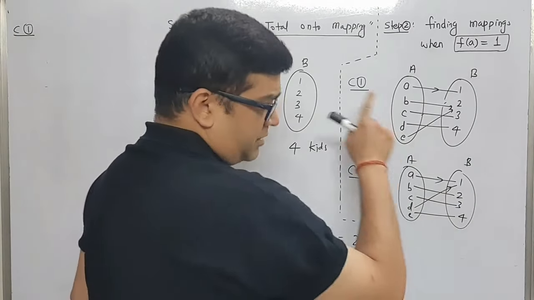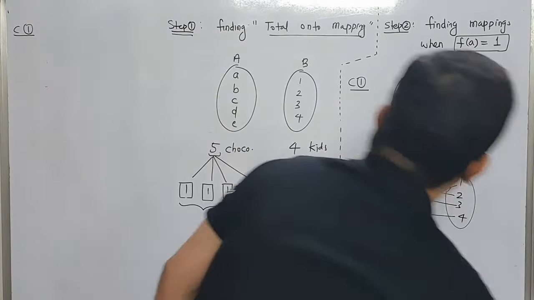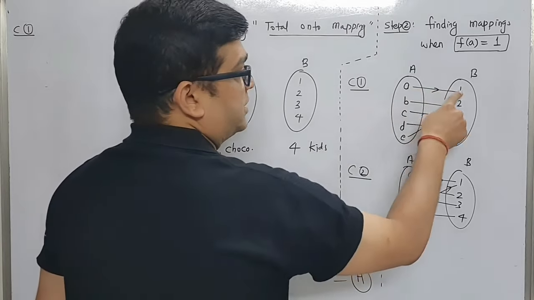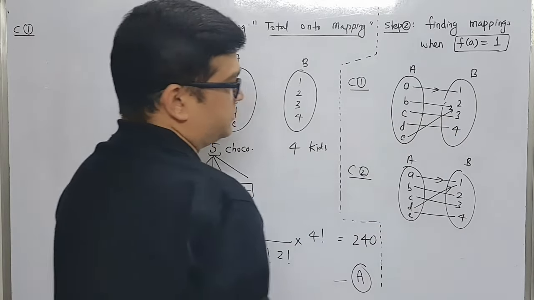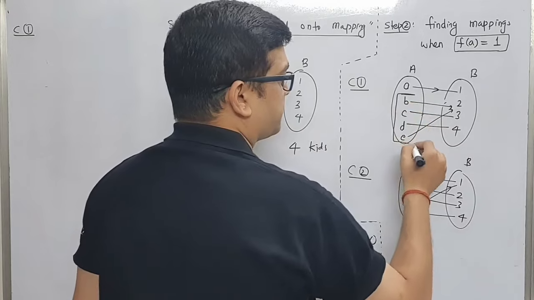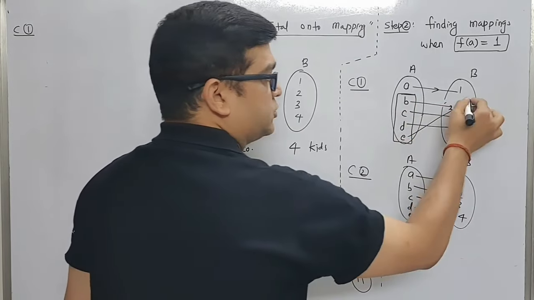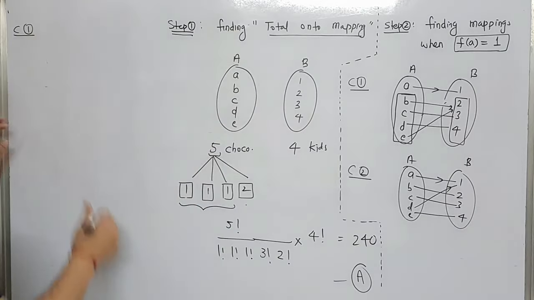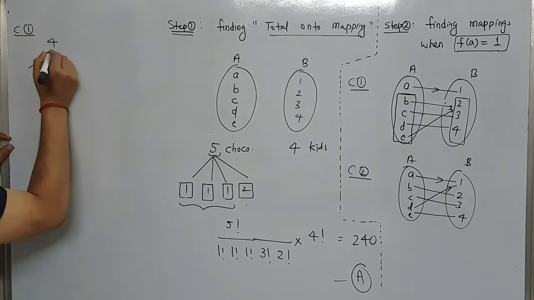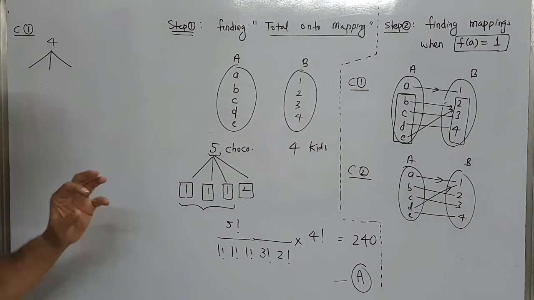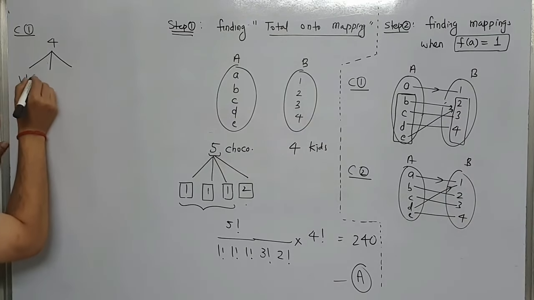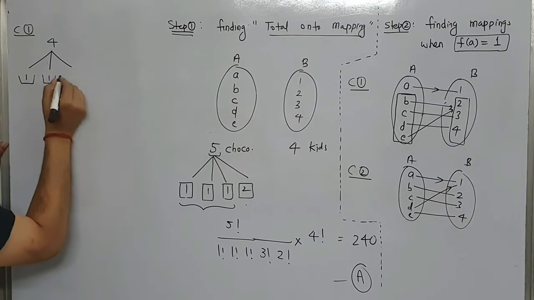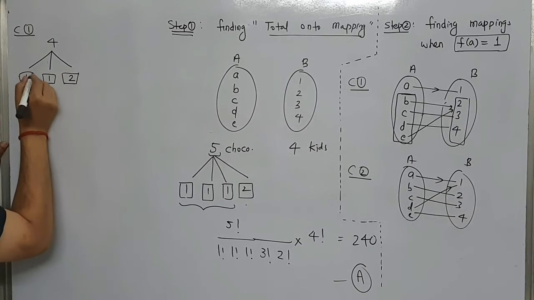Now when we talk about case 1, 1 is associated to a, that is done. That means remaining are 4 chocolates to be distributed among 3 kids. So first of all, I divide these 4 chocolates into 3 gift packs. So first gift pack will have 1 chocolate, second gift pack 1 chocolate, third gift pack will have 2 chocolates. Now these are gift packs.